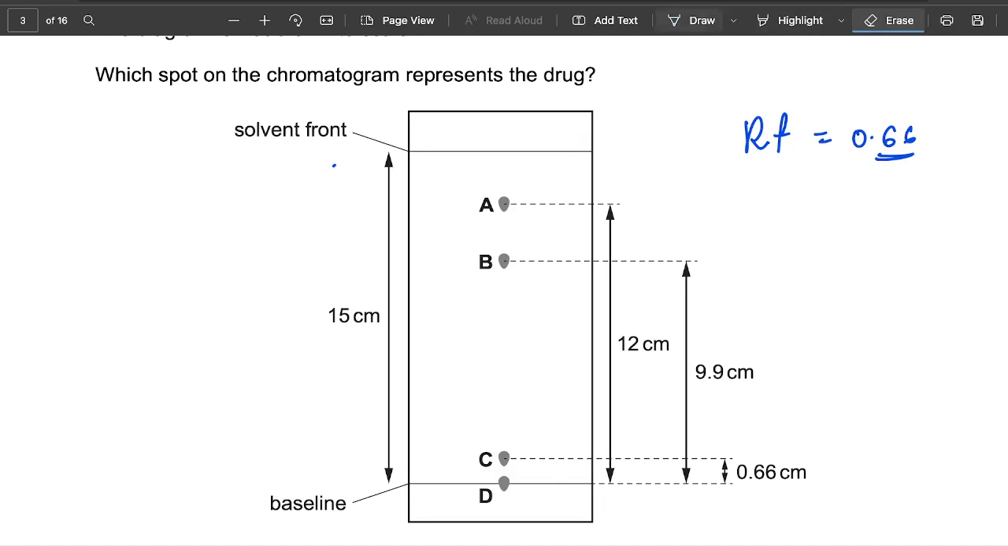So in this case, we would use our calculator, and here you would say, for example, I think B might be the answer, because 9.9 divided by 15 equals what? So here you would use your calculator, and then you would find out whether it is equal to 0.66. So let me use my calculator and see what it gives me. If I do 9.9 divided by 15, you will get exactly 0.66, and hence that makes dye B the answer, because it is the distance traveled by the dye over the entire distance from the baseline to the solvent front. So the answer is B in this question.